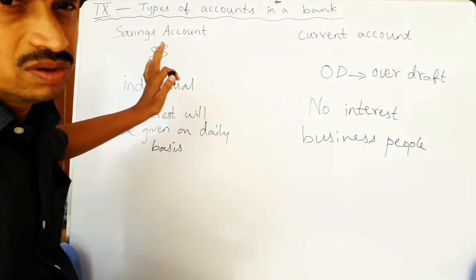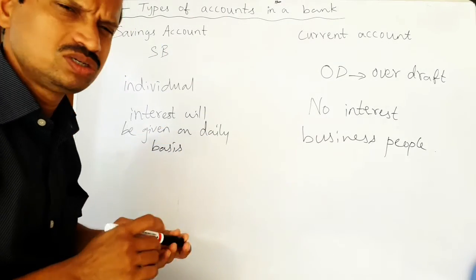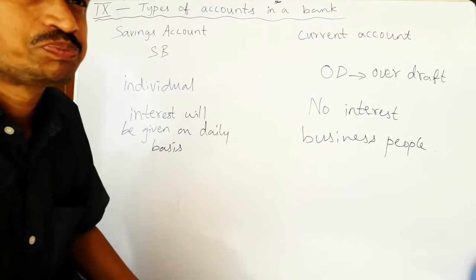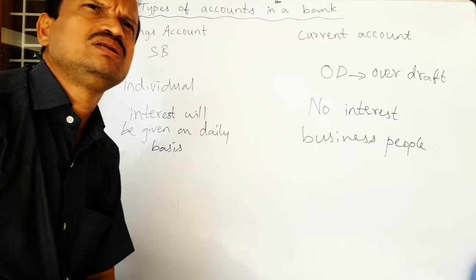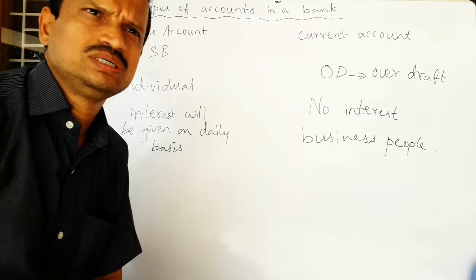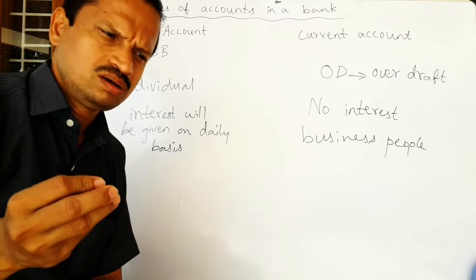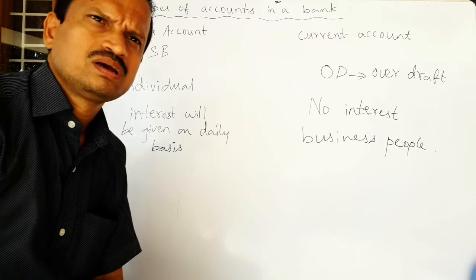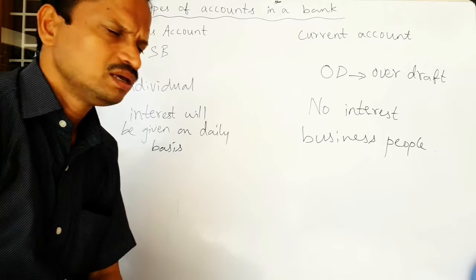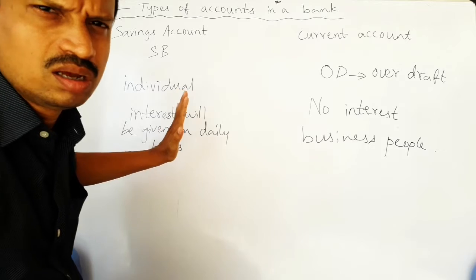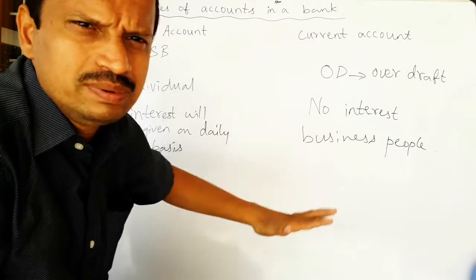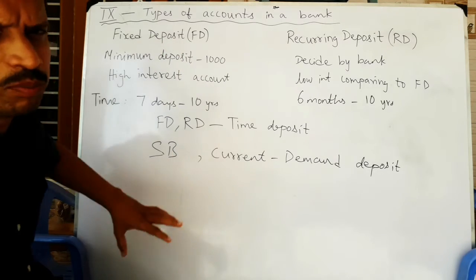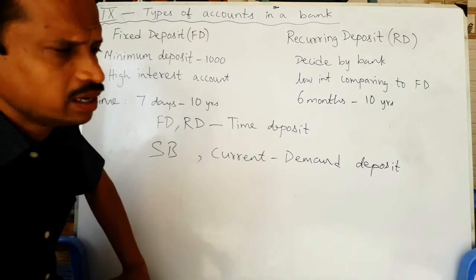So this is the difference between a savings account and a current account. The account opening system for both accounts is the same. Both are called demand accounts. That is, as per our need, we can use them. When we need some amount of money, we can use them. At any time we can withdraw the money. Here there are limits for withdrawal. Here no limits. And now we are going to see FD, fixed deposit, and RD, recurring deposit.